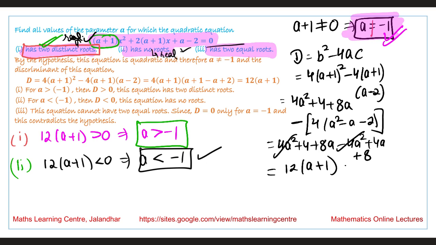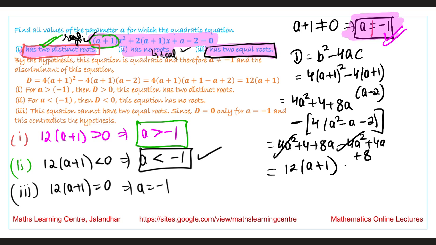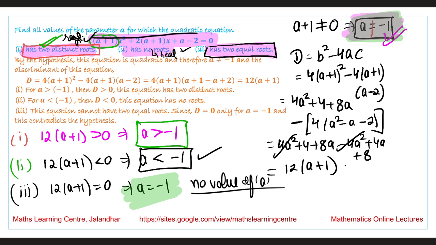And last we have, it has two equal roots. When we say it has two equal roots, it means that the value of the discriminant should be equal to 0. So this implies a is equal to minus 1. But we already have the condition that a cannot be equal to minus 1. So there is no value of a for which this equation is a quadratic equation and has equal roots. There is no such value of a.